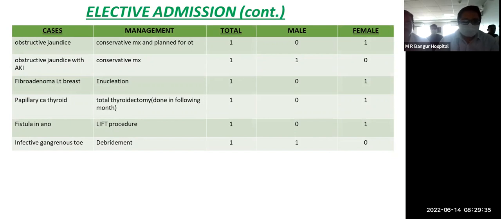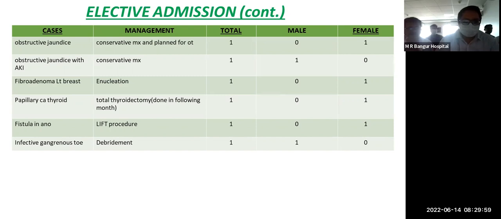The USG for this patient showed distal CBD dilatation, but further investigation could not be done as the patient was uncooperative and the urea creatinine level was high. Fibroadenoma left breast, enucleation was done. Papillary CA thyroid, total thyroidectomy was done in the following month.